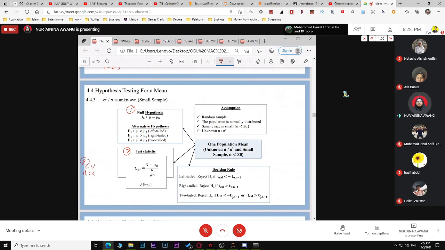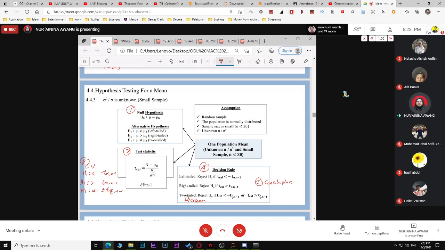Kalau case dia ada less than, so dia akan jadi negative T alpha, n minus 1. Since degree of freedom for one population mean is n minus 1. Dia kalau case dia more than, so sini T alpha, n minus 1. Kalau case dia adalah unequal, so dia akan jadi plus minus T alpha over 2, n minus 1. Okay, and then dia punya decision rule dia masih sama. Cuma yang berbeza dia adalah dia jadi T lah, T calculated. Okay, and then you punya decision. And then last one is you punya conclusion.